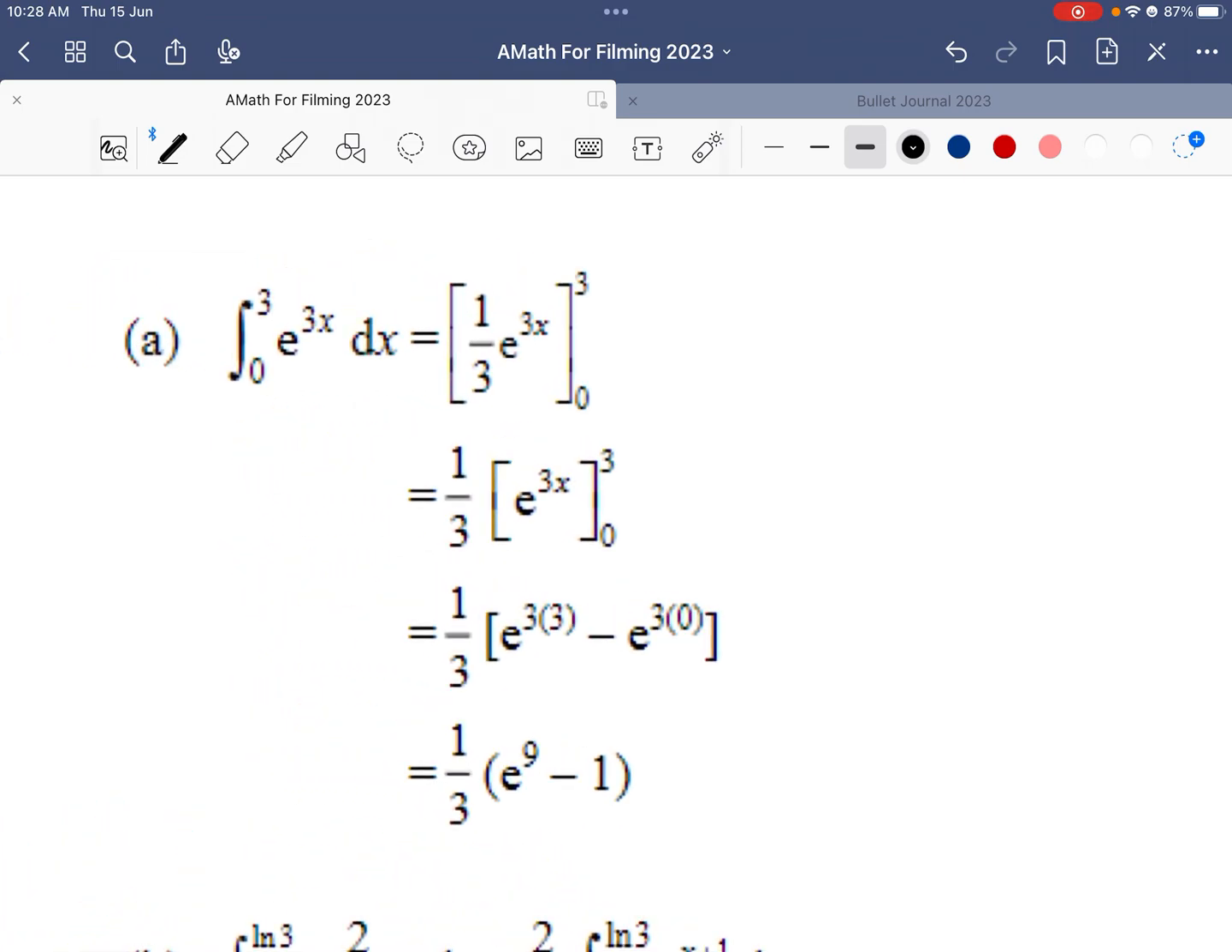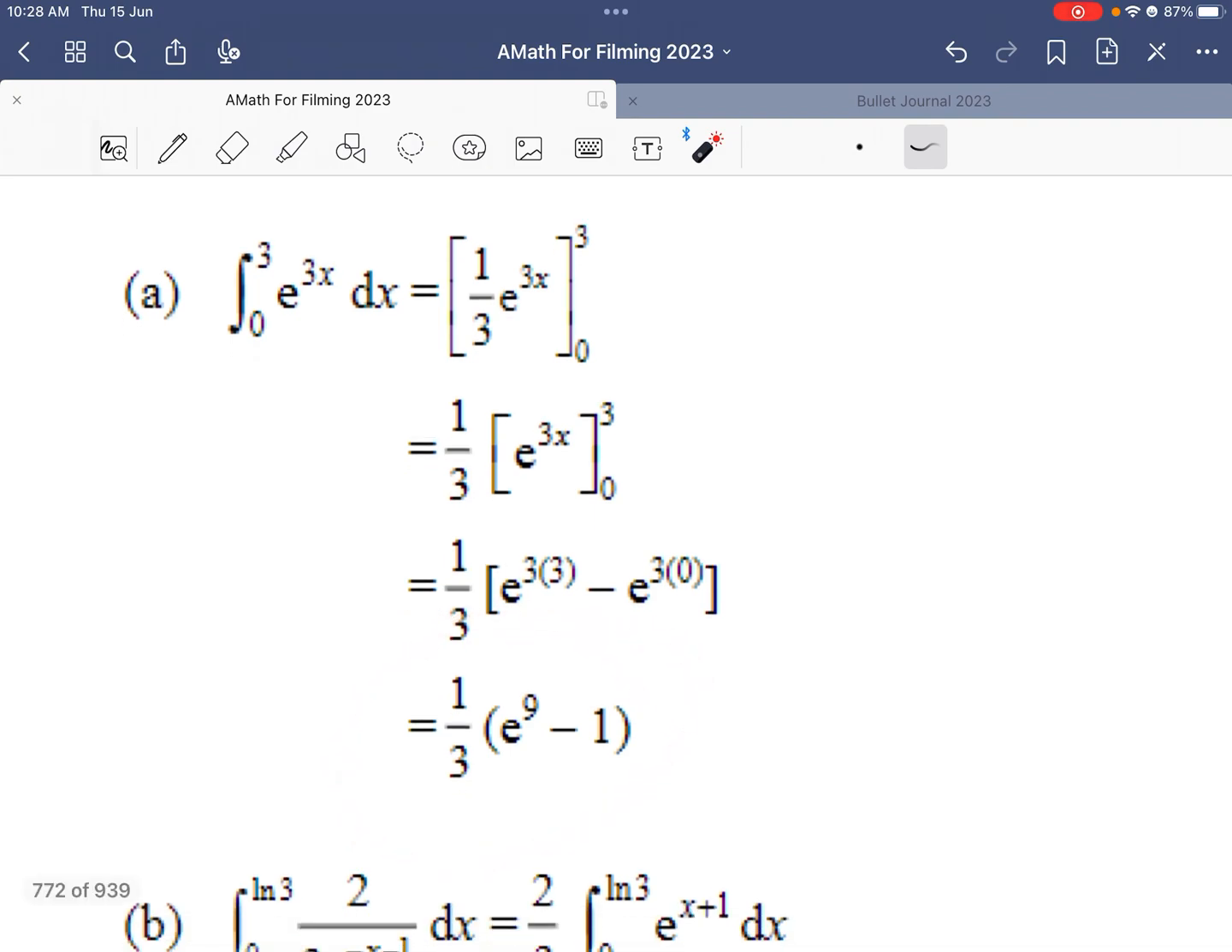Okay, e to the power 3x. If you integrate here, differentiating 3x gives you 3, so you divide by 3, get 1/3. The limits are 0 to 3. You substitute in, you get 1/3 times e to the power 9 minus 1.